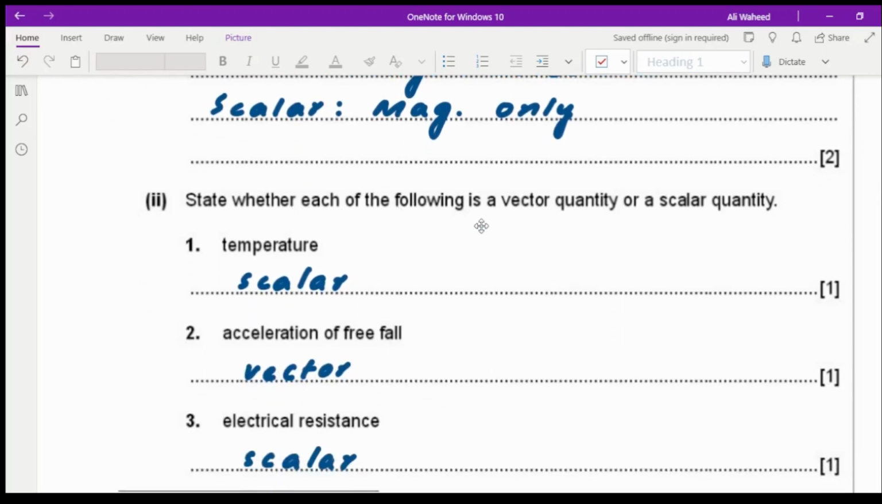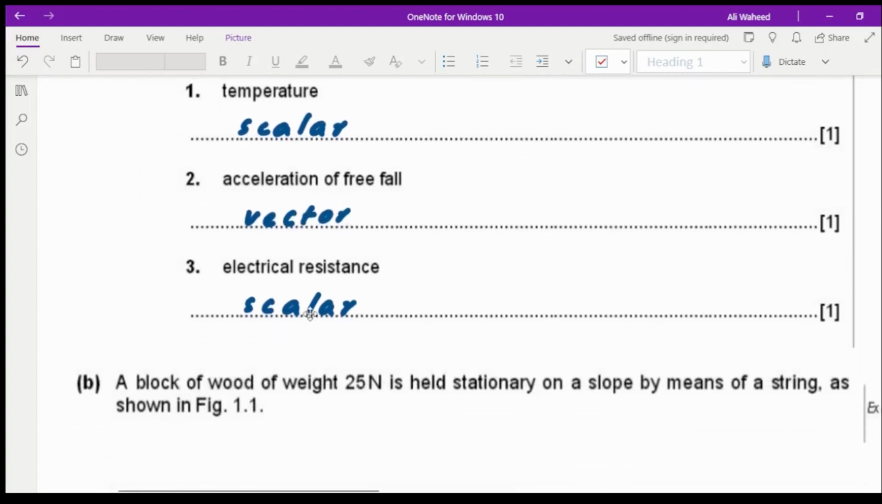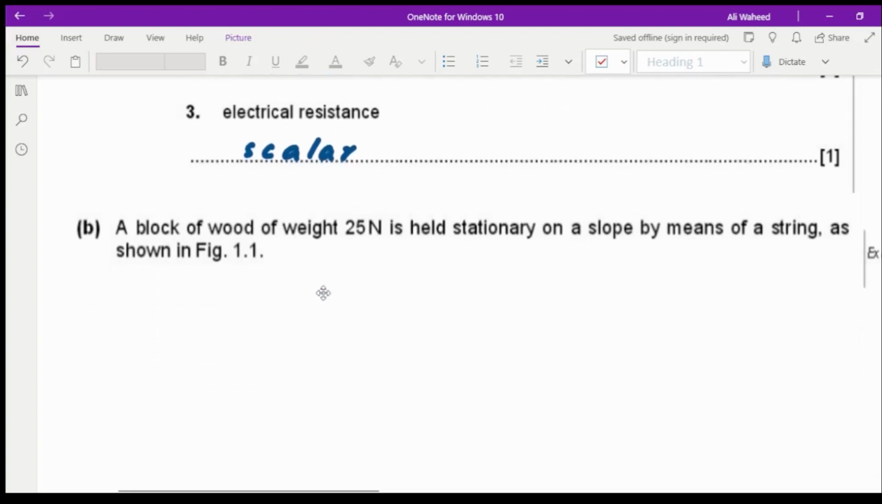State whether each of the following is a vector or scalar. Temperature is scalar, acceleration is a vector, electrical resistance is also a scalar. Then we have this question, the more important one, the question that involves the vector triangle.